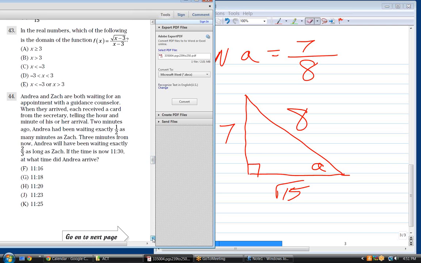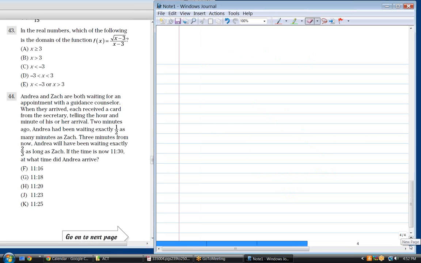Okay, so 43, I think we're on. So in the real numbers, which of the following is the domain of the function square root of x minus 3 over x minus 3? So if it's real, okay. I was thinking just what is the domain of that function? Forget all their other stuff. Yeah, I was thinking of solving.